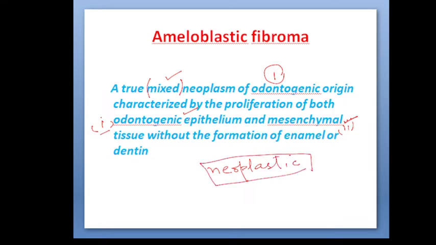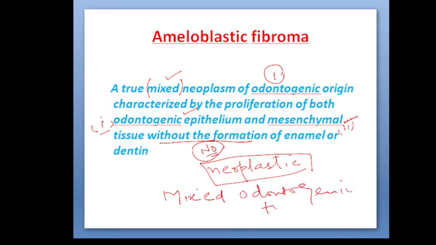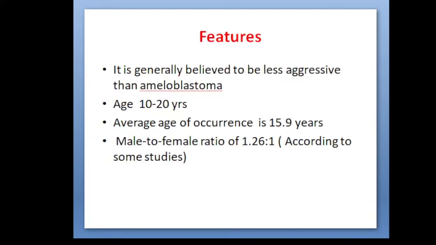Important thing about ameloblastic fibroma is generally there is no formation of enamel or dentin. So there is no hard tissue formation. That is why it is also called as mixed odontogenic tumor. It is believed to be less aggressive than ameloblastoma.